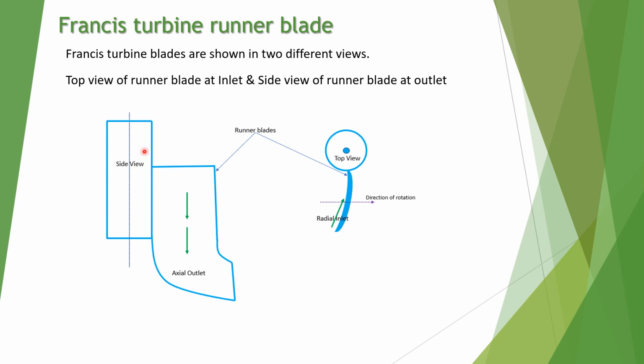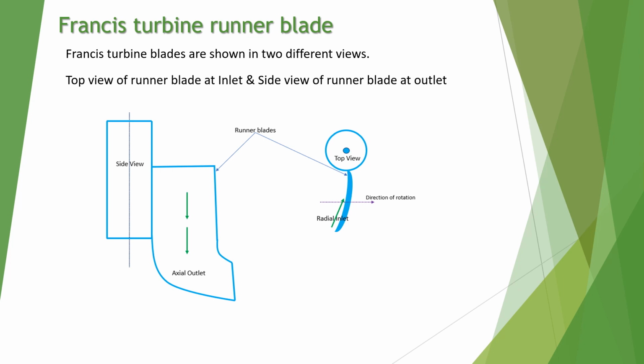There is another view. You can see the Francis turbine blade. If you see the turbine from the top, you see this is the radial inlet for the turbine, and this is the flow of the fluid to the turbine blade. If you look from the side view, this is the blade profile, and the fluid is coming out axially. This is the outlet. So two views are shown for the blade: one is the top view for the inlet, and another is the side view for the outlet, to give more clarity on the blade of the Francis turbine.